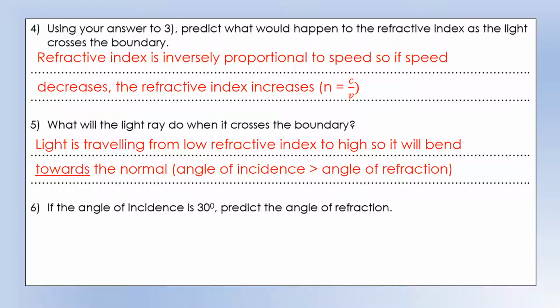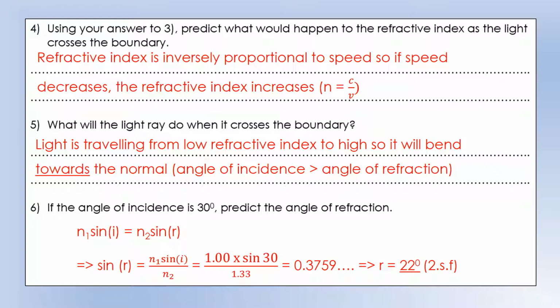So if the angle of incidence is 30 degrees, predict the angle of refraction. You're going to need to get the refractive indices from the simulation. You're given those. So we're going to use Snell's law. We want to figure out the angle of refraction, so we want to calculate r. The first thing I did is calculate what sin r is by putting in the values and then doing inverse sine to give me r to 2 significant figures.